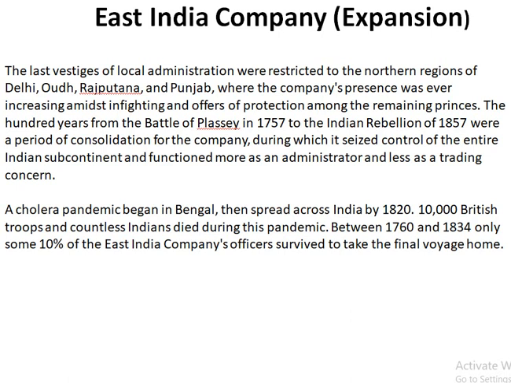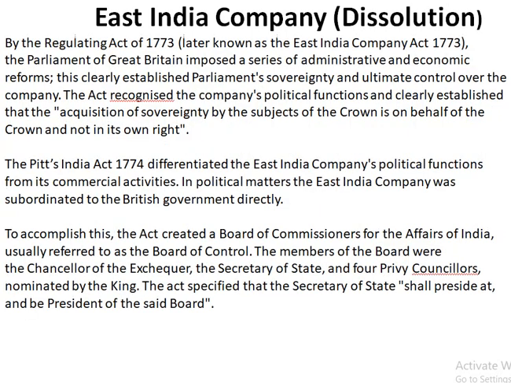But the company was at its peak after 1757, after the Battle of Plassey, and then it was declining by the time of the War of Independence of 1857. Now, the dissolution of the company. The British passed an Act of Parliament, called the Regulating Act of 1773. According to this act, the British stated that this clearly established Parliament's sovereignty and ultimate control over the company.